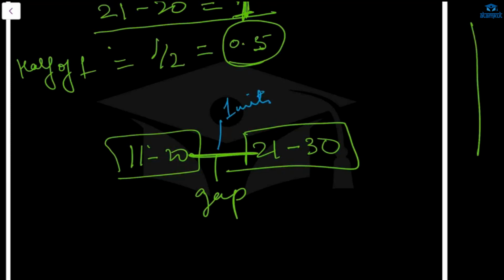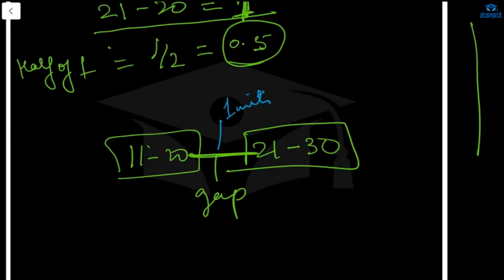Now only one class is not going to cover this 1 unit. Both have to cover it. Both are at an equal distance, so both have to move the same distance to fill this gap. Try to understand this. They both are going to move equal distance and fill this gap.